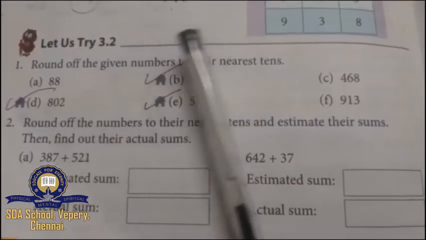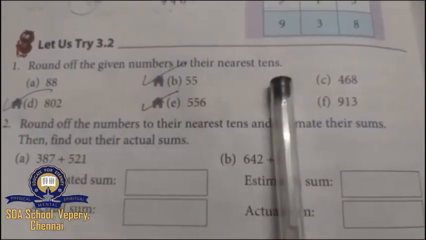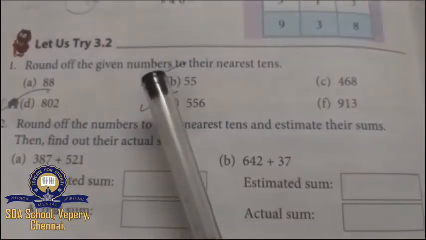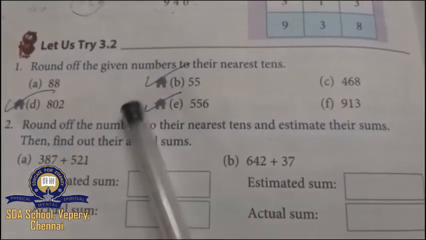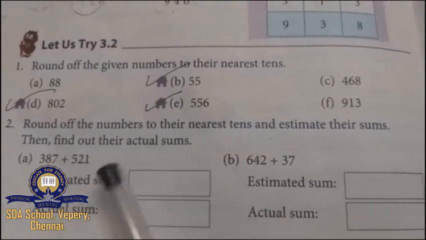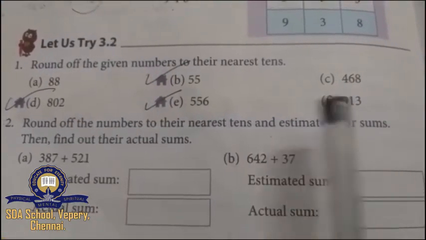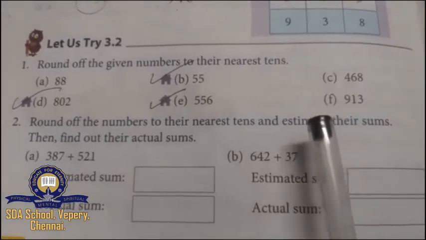Children, this is your assignment. First one is to round off the given numbers to the nearest tens. Do only the sums which I have ticked. I have given you 3 sums. Do these 3 sums. The next one is to round off the numbers to the nearest tens and estimate the sums. Then find out their actual sum also.